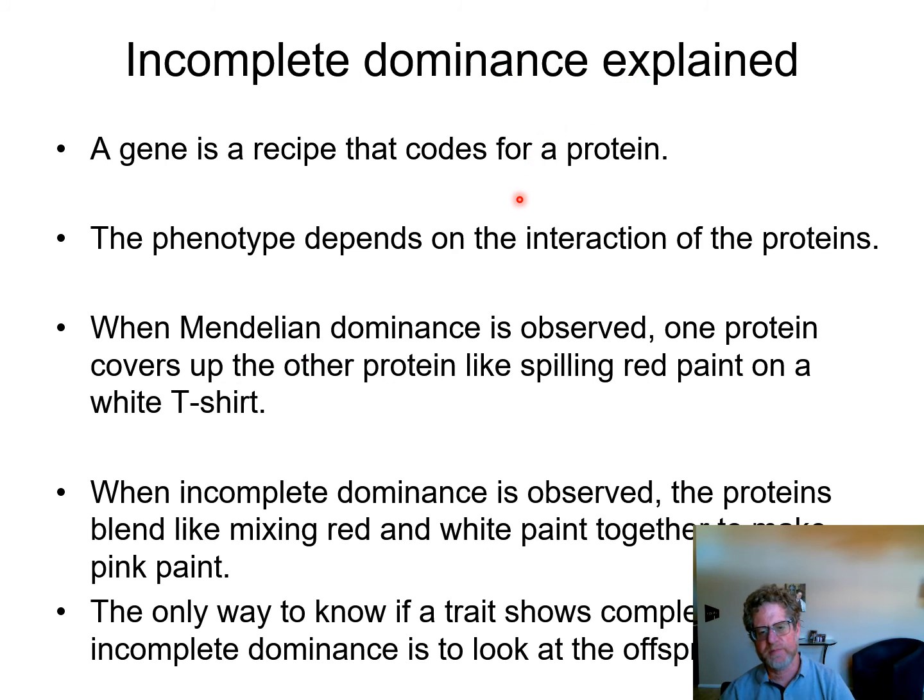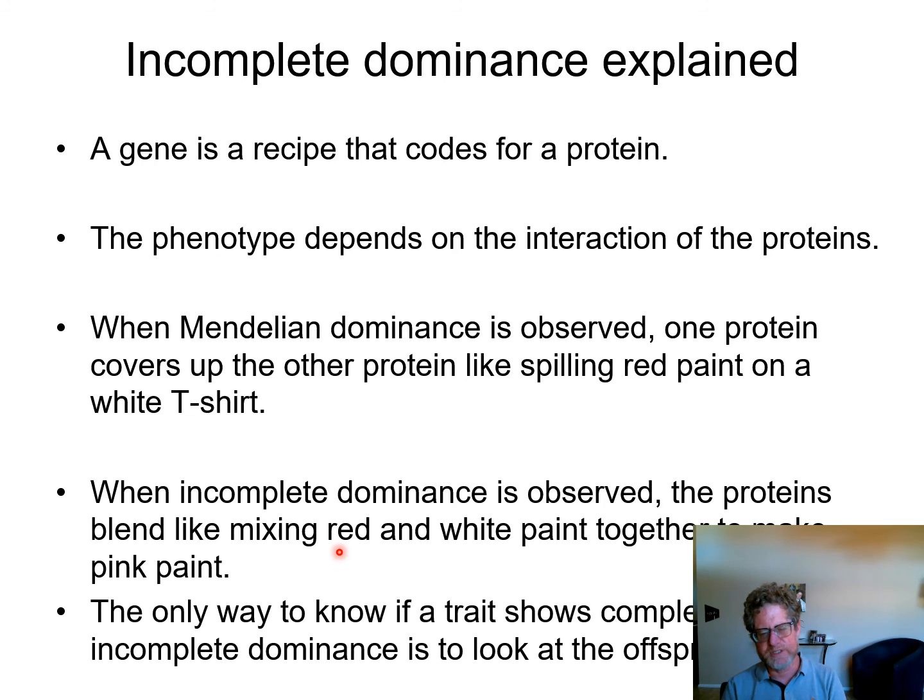So to explain incomplete dominance, a gene is a recipe for a protein. And the phenotype depends on the interaction of proteins. So if you have Mendelian dominance, it means one protein is covering up the other protein. It's like spilling red paint on a white t-shirt, and if you spilled it all over, you might not even know it's a white t-shirt. It just looks all red. But if the proteins interact in a different way, it's like going to Home Depot and having them mix red and white paint together and making pink.